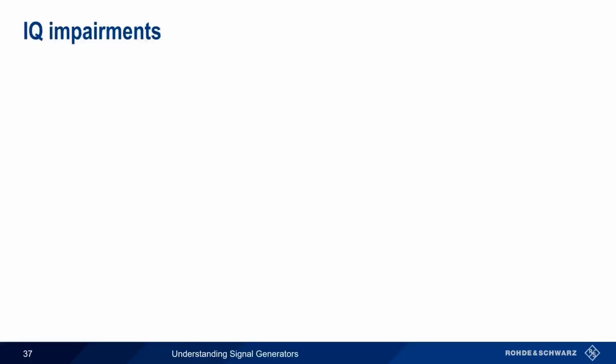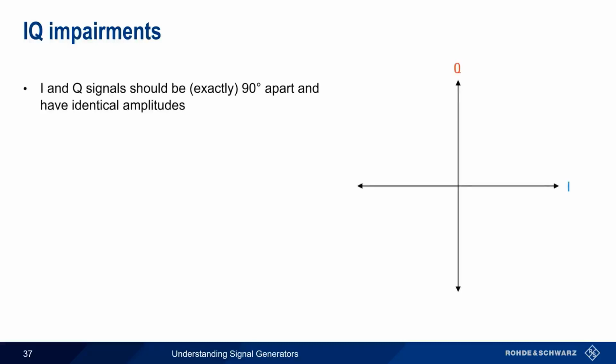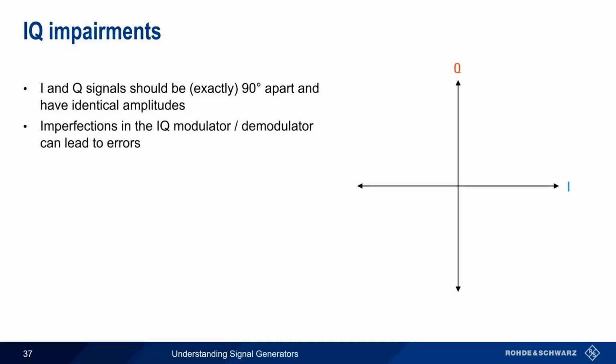The last type of impairment we'll discuss occurs in the transition between baseband and RF, that is, in the IQ modulator or demodulator. When we represent signals as I and Q values, these signals should be exactly 90 degrees apart, and should have identical amplitudes. Any imperfections in the IQ modulator or demodulator can lead to errors in converting the baseband signals to RF or vice versa. Note that these errors are a function of the transmitter or receiver, not a function of propagation.